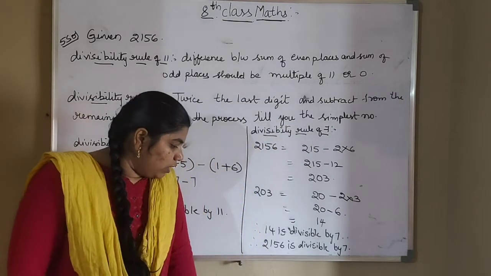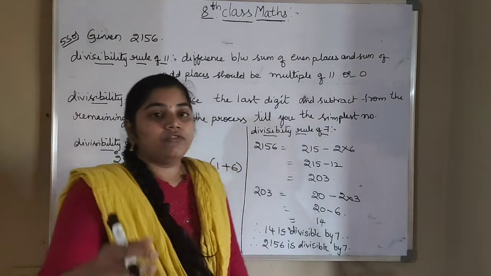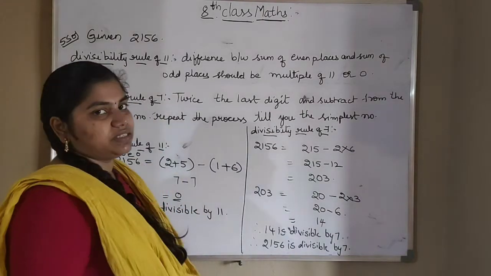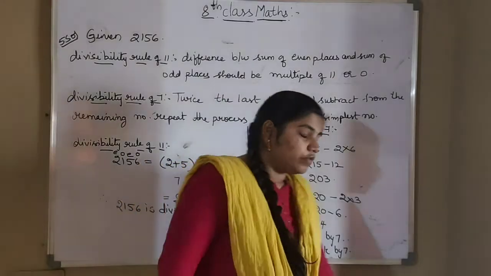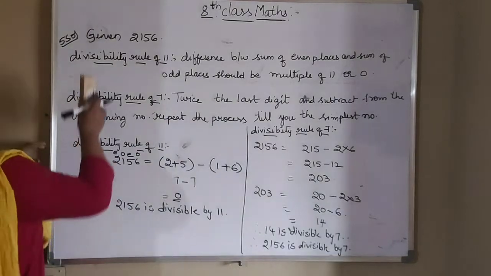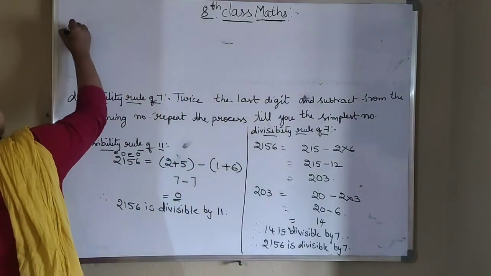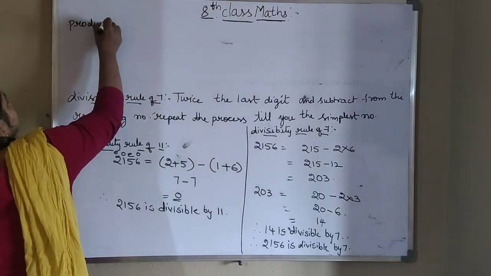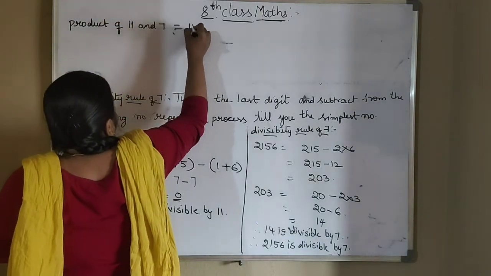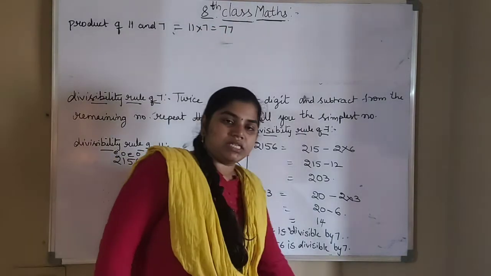What was the other question they gave? Check whether 2156 is divisible by the product of 11 and 7. If you multiply 11 and 7, you will get 77. So we have to check whether it is divisible by 77 or not. Yes, automatically it will be divisible because 11 and 7 are the factors of 77. So write here, the product of 11 and 7 is equal to 11 into 7, which is 77.